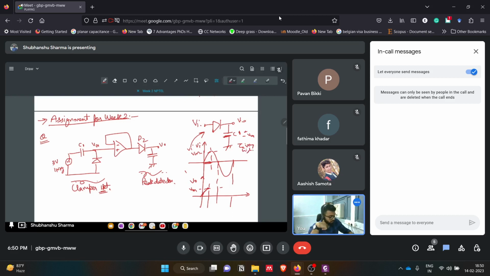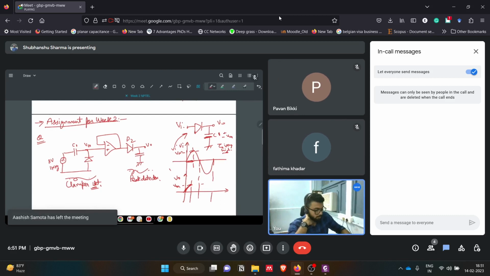So what will happen? Although it will get charged, if the voltage starts decreasing, this capacitor won't be able to discharge that fast because of this high time constant, so it will remain there. So this v naught will be equal to this Vm, and in the negative cycle, the gain will remain Vm, so it will keep on like this.